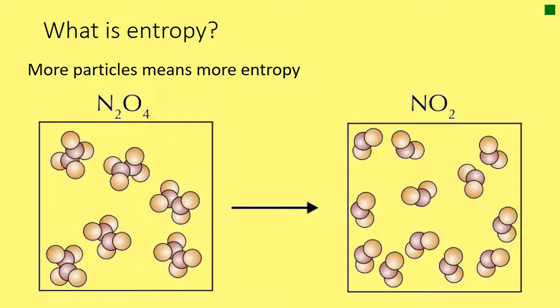And lastly, when we have a chemical reaction like this decomposition reaction, where the 6 dinitrogen tetroxide molecules have decomposed into 12 nitrogen dioxide molecules, you can see that there's twice as many product molecules than there were reactant molecules. And because the number of particles is increased, that means that the entropy has increased.